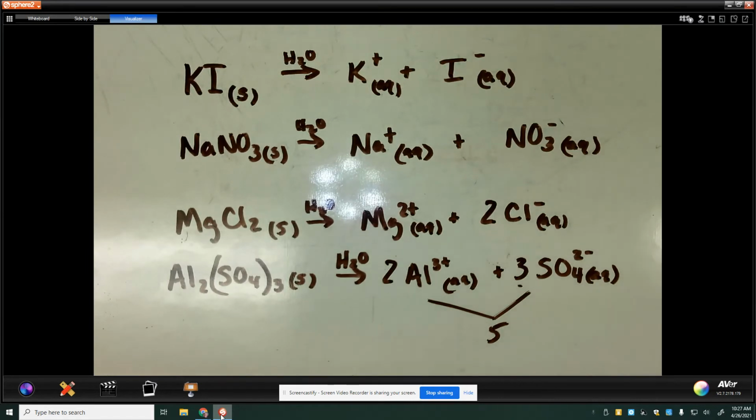Now, this is an important piece of chemistry, knowing how these things split up, and it does play a pretty major role. It's not something we're necessarily going to go into right now, but this is an important skill to know: how many pieces and what ions something splits up into as it dissolves.